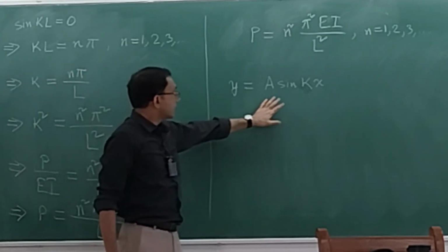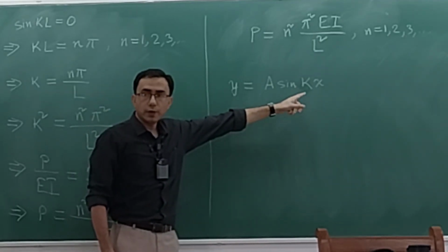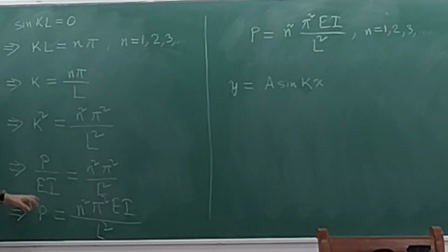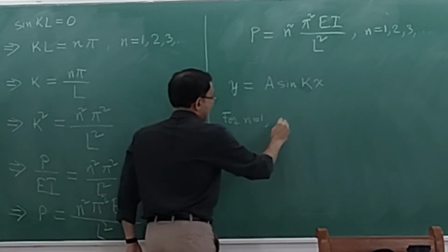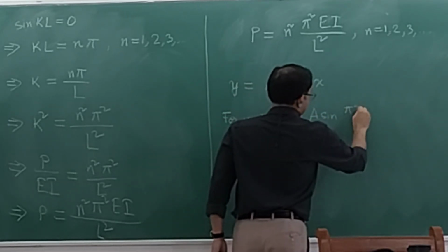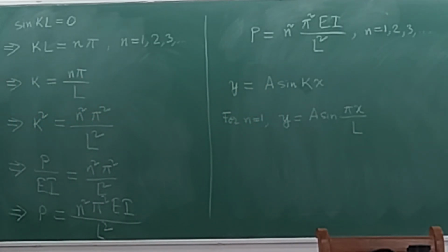Now, if I substitute the value of k over here, what is the first value of k? You look from here. This is pi by L, because it is n pi by L. The first value corresponds to n is equal to 1. So for n is equal to 1, what I have is a sine pi x by L. Is it not?